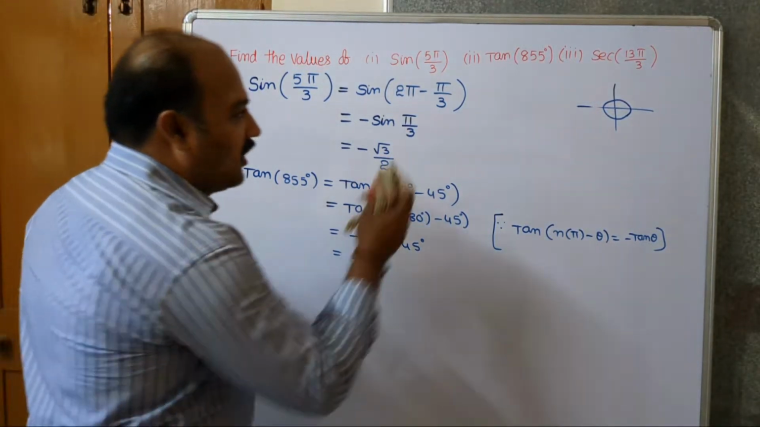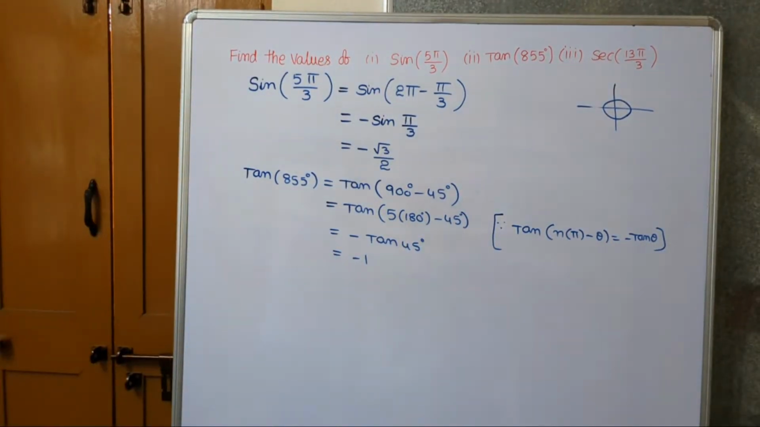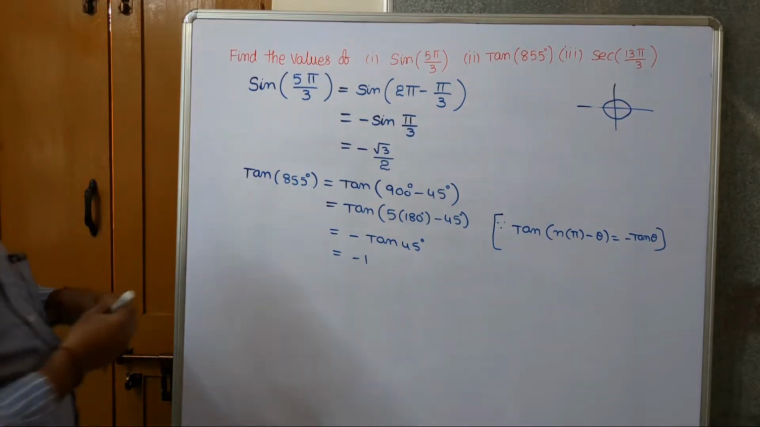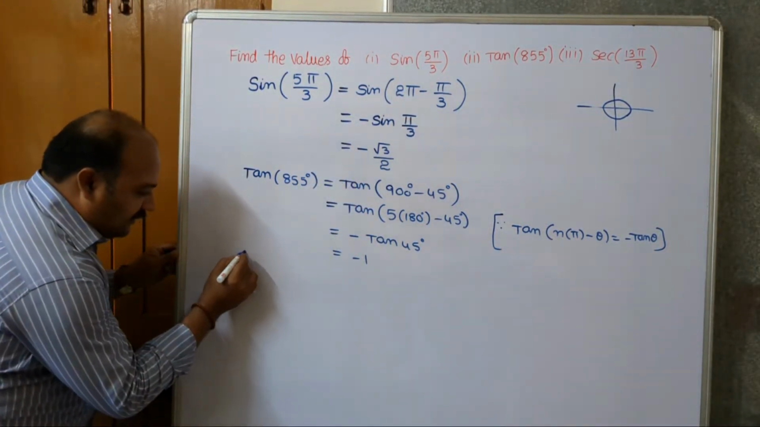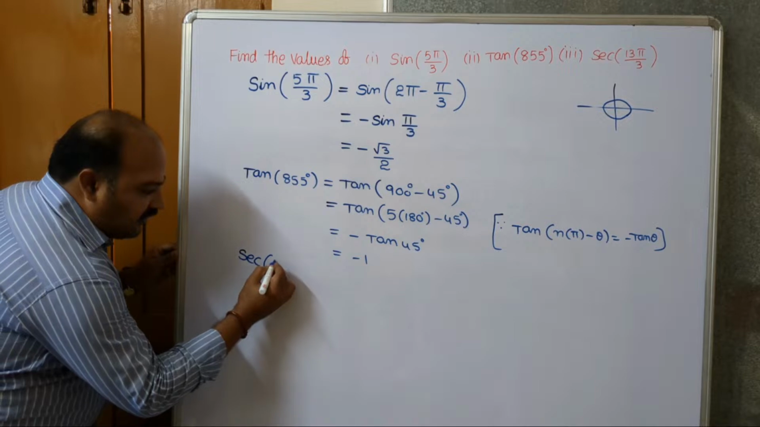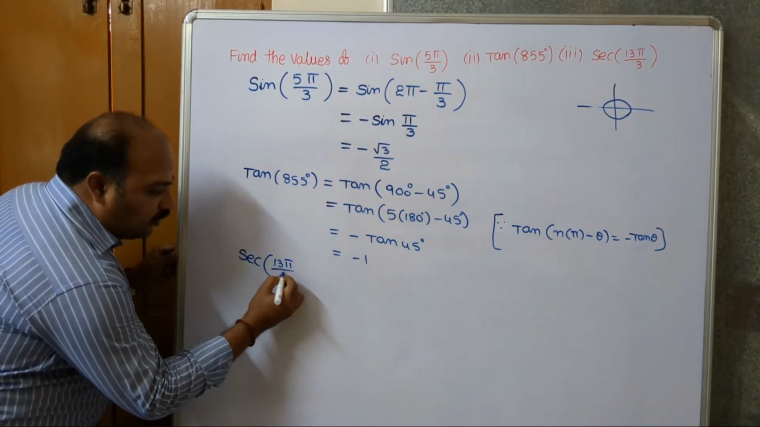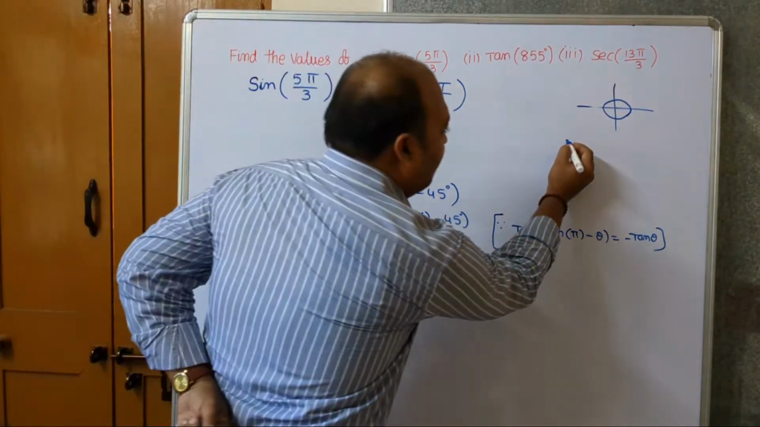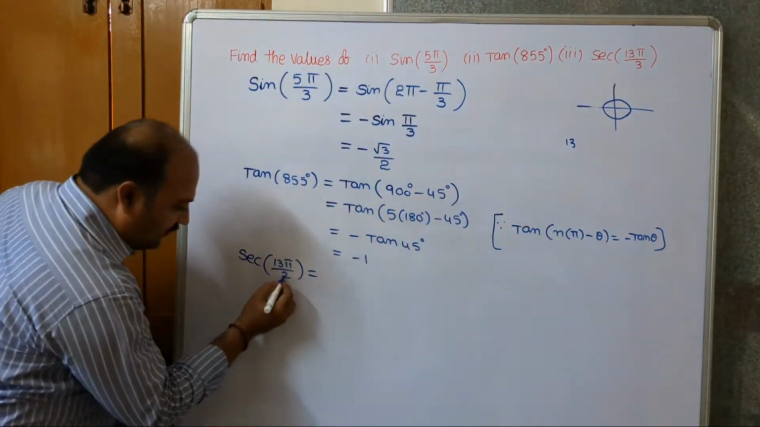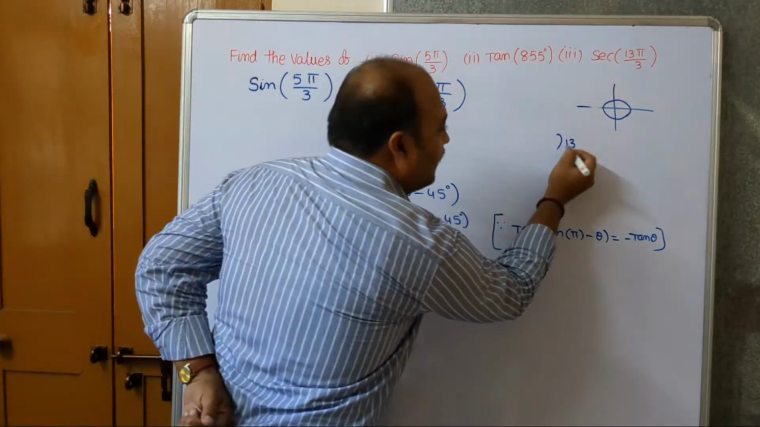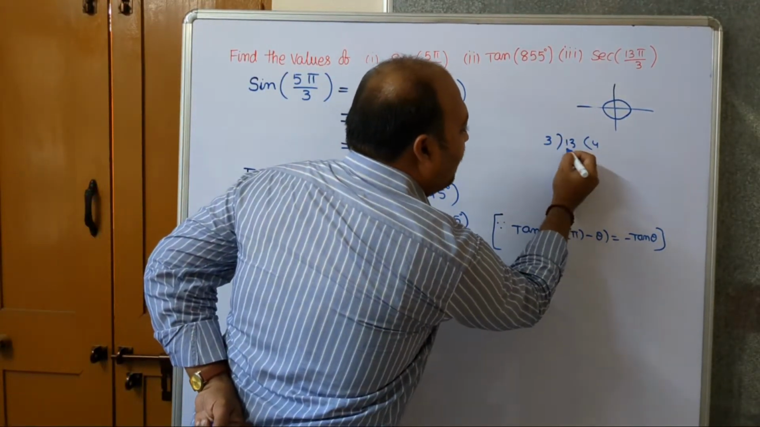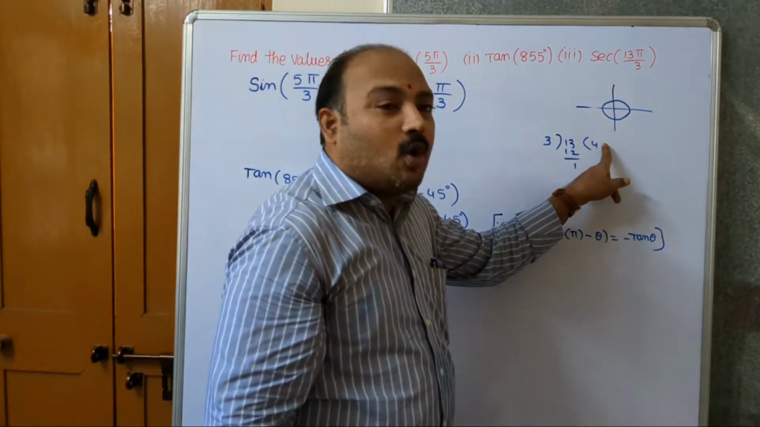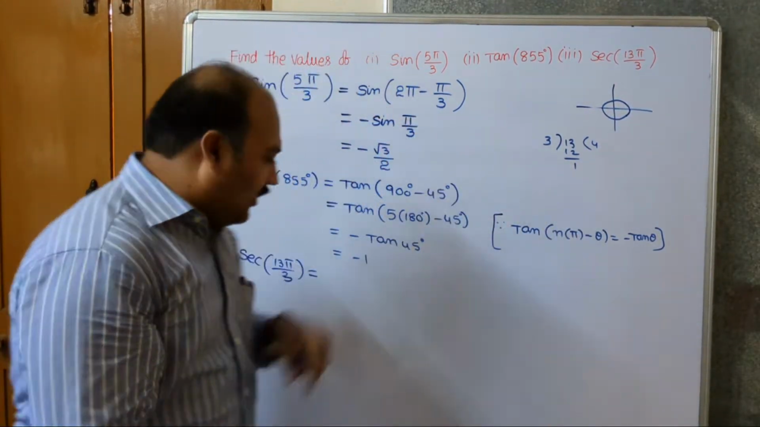Okay, I will move to the third one. Secant 13 pi by 3. 13 by 3, how many times? 3 fours are 12, no? So 1 is remaining. So we can write it as 4 pi plus pi by 3.